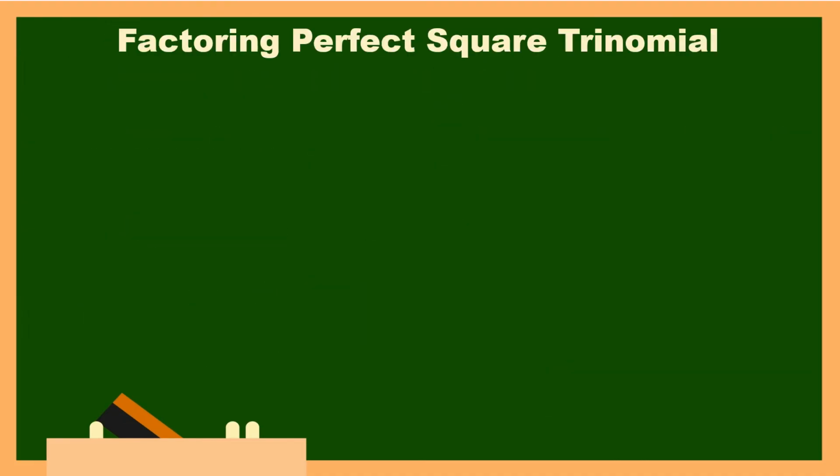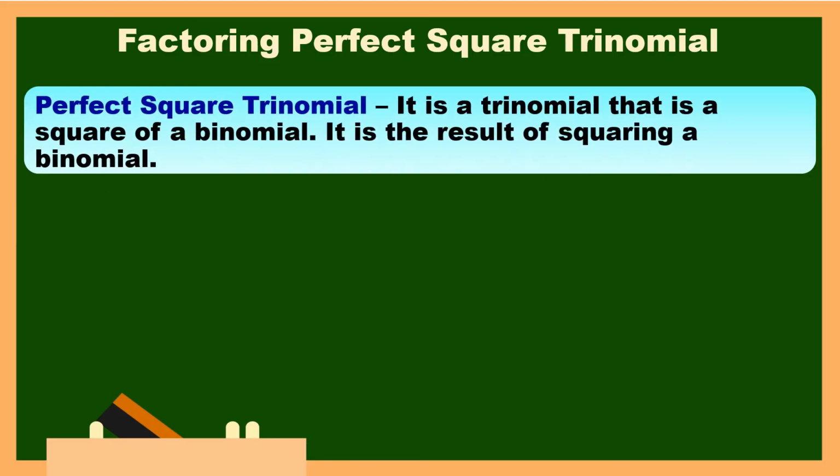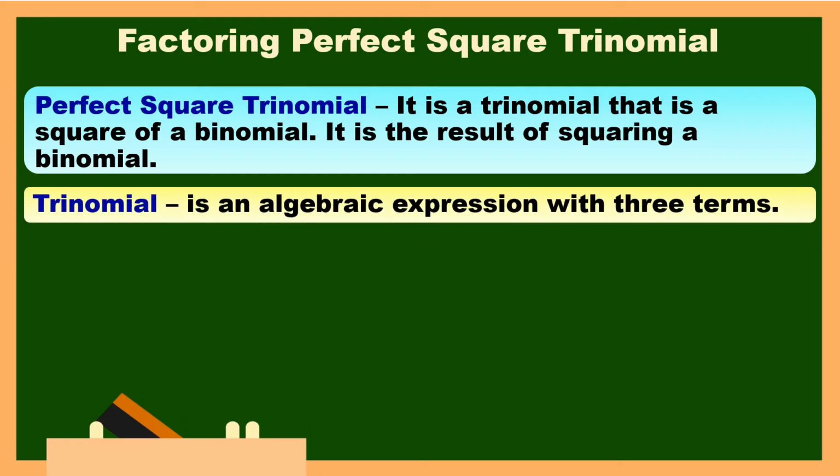Next is factoring perfect square trinomial. When we say perfect square trinomial, it is a trinomial that is a square of a binomial. It is the result of squaring a binomial. And trinomial is an algebraic expression with 3 terms from the word tri, meaning tatlo. So it has 3 terms.